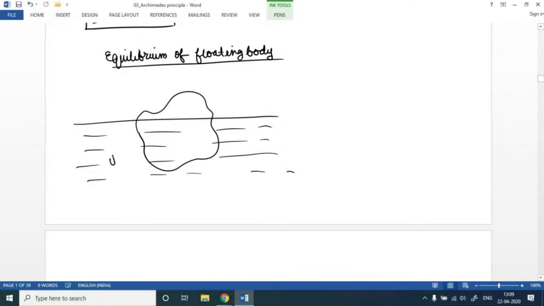Let's say the density of the liquid is rho L and the density of the solid is rho S, its total volume is V, and the submerged volume is V dash. What we wish to find out is the fraction of submerged volume, like what fraction of the total volume would be submerged. This we can do very simply. We just have to look at the force balance.